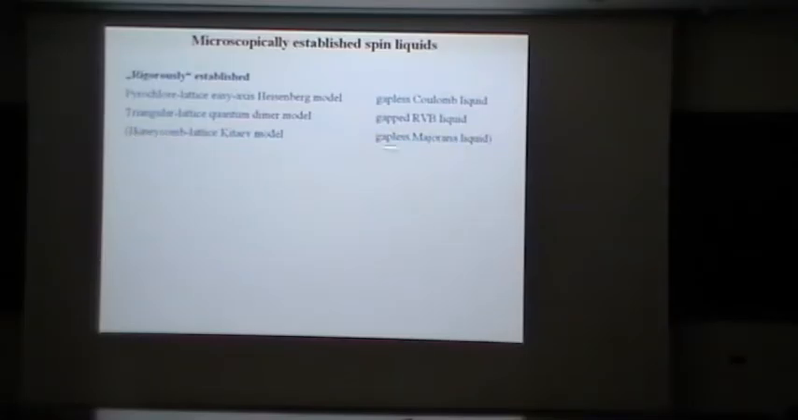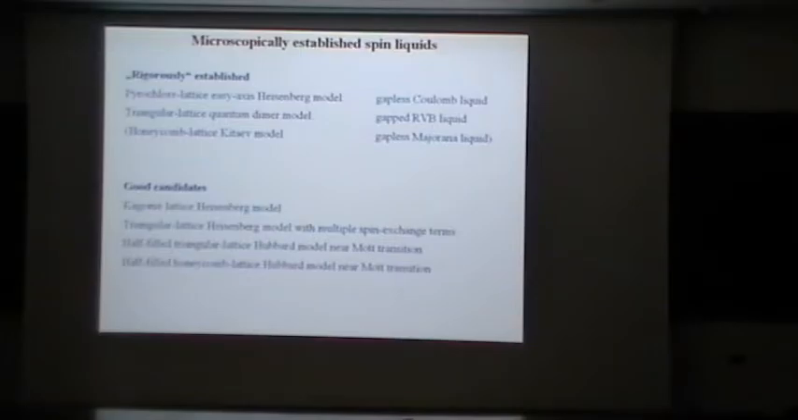I put this in quotation marks because this is in some sense a trivial liquid, because you can really represent it by free fermions without a gauge structure. So this is in some sense perhaps too simple, but it's still interesting because it's an exactly solvable model. Now, this is still not extremely realistic when you want to compare it to experiments. There are now other systems which I would call good candidates for spin liquids, which are closer to experiments.